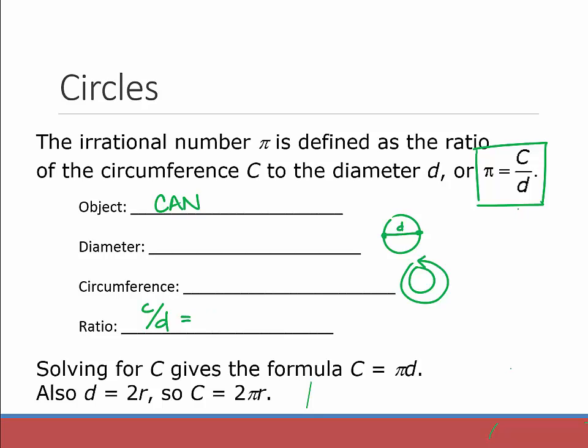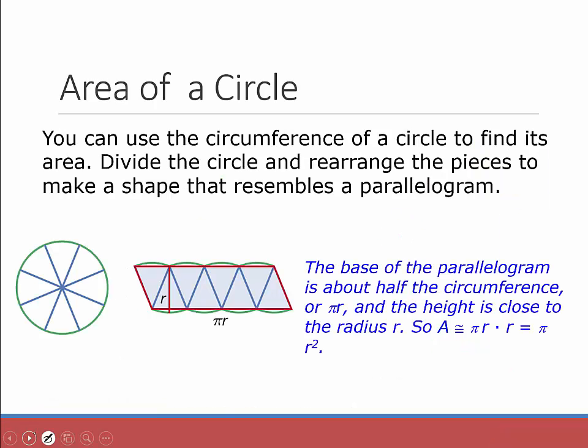So using this relationship of pi, we can solve for the circumference of a circle. And circumference is pi times the diameter. Or because diameter is twice the radius, we can also say that circumference is 2 pi r, 2 times the radius times pi. So then we can use the circumference of a circle to find its area.